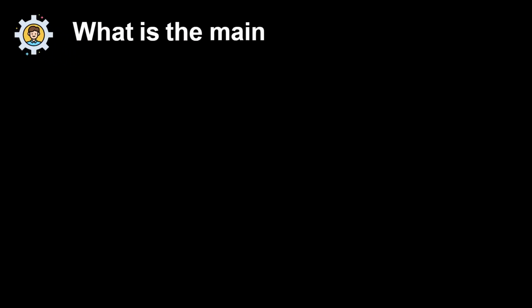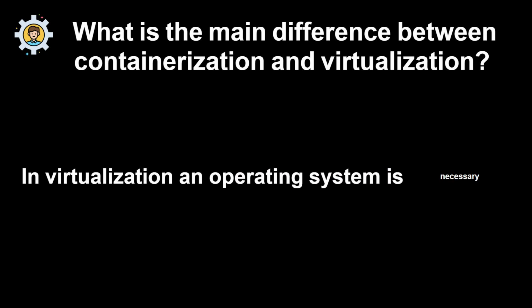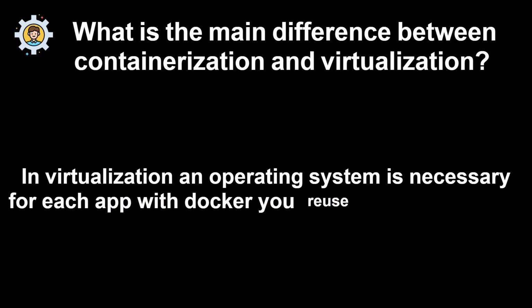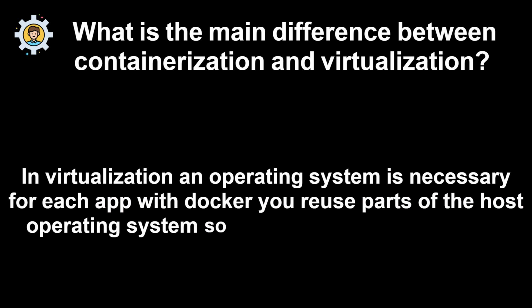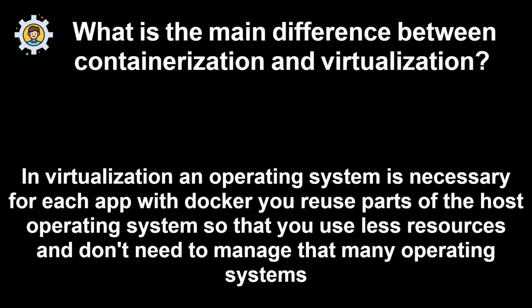What is the main difference between containerization and virtualization? In virtualization, an operating system is necessary for each app. With Docker, you reuse parts of the host operating system so that you use fewer resources and don't need to manage that many operating systems.